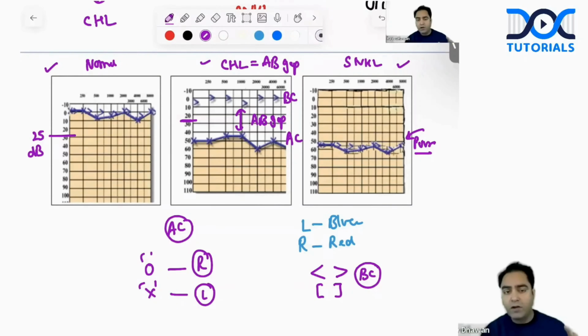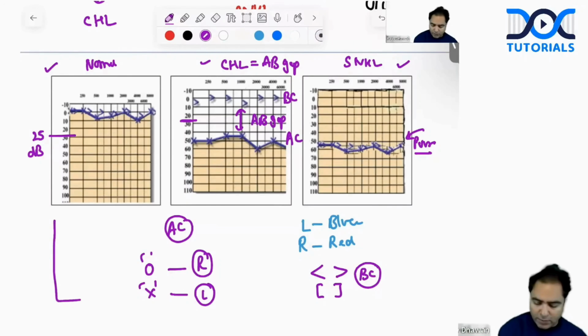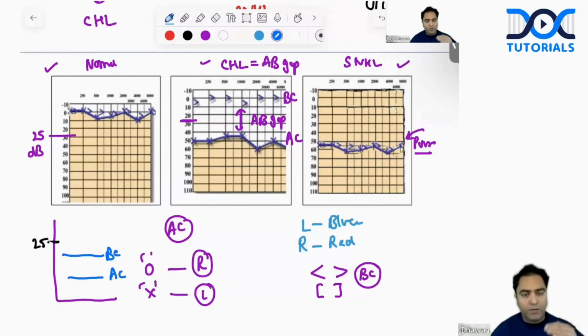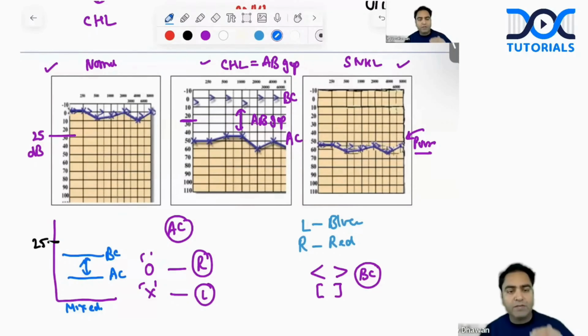My dear friends, in mixed hearing loss, please see, this may be a question in the examination. Mixed hearing loss means both, this is 25 decibel. In mixed hearing loss, both BC and AC lines are below 25 and there is an AB gap. Like the question asked in INI-CET this time also, both AC and BC are poor, poor means below 25, and there is an AB gap. So in the mixed pattern, both AC and BC poor means SNHL and AB gap means conductive hearing loss. So if both AC and BC are poor and there is an AB gap, it's a mixed hearing loss. Please do not forget the audiogram.